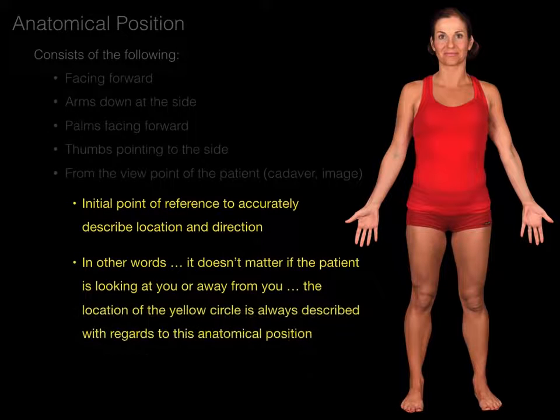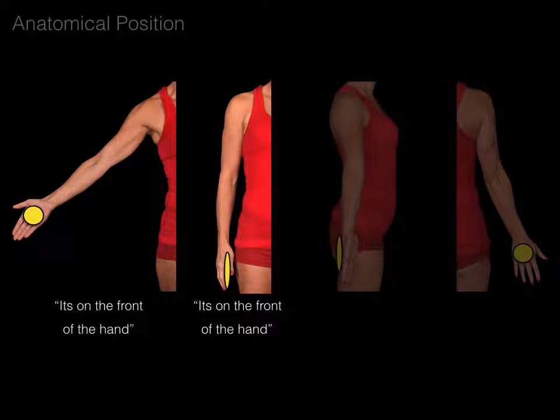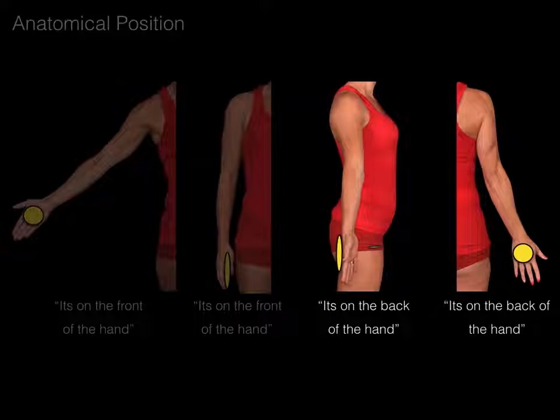In other words, it doesn't matter if the patient's looking at you or away from you or to the side. The location of the yellow circle is always described with regards to this anatomical position. And so, for example, in these two pictures, we would say, oh, the yellow circle, it's on the front of the hand, regardless of whether they're in the anatomical position or the hand is in a different position. Or in this case, we would say, oh, the yellow circle, it's on the back of the hand, regardless of the position of the patient.